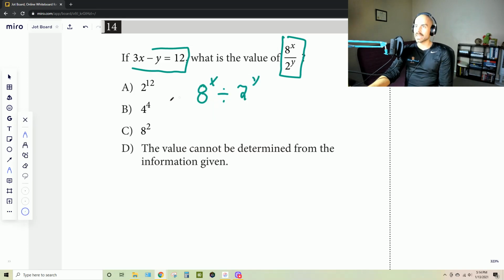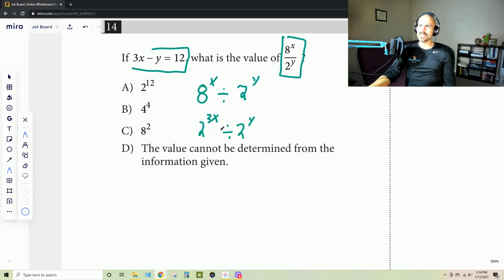Well, looking at my answer choices, I see we got some funky looking powers here. So that's a good hint for us to realize that maybe if we can have 8 be expressed as 2, then we can work with these powers a little bit better, these exponents. So I can rewrite 8 as 2 to the third power. 2 to the third power is indeed 8. And then we just carry that x on down over, and then divided by 2 to the y.